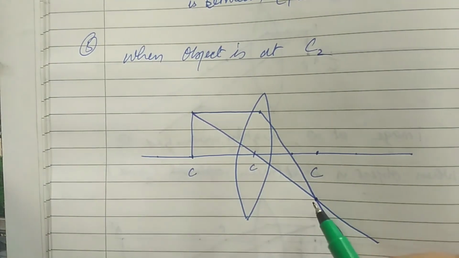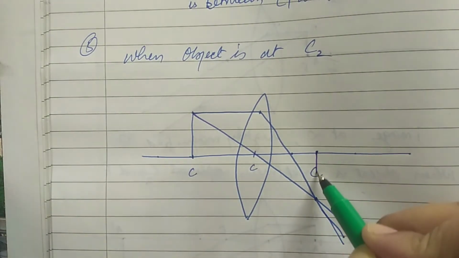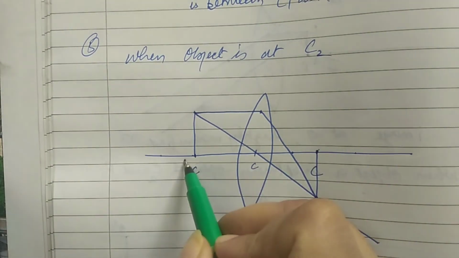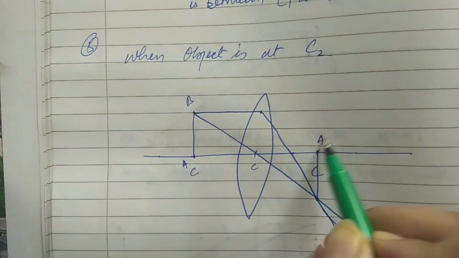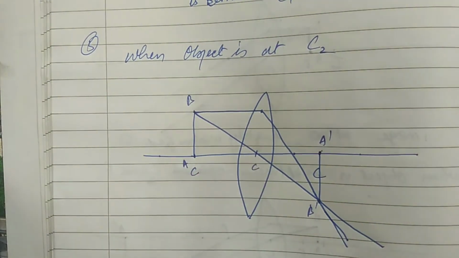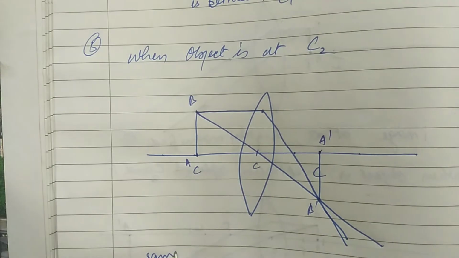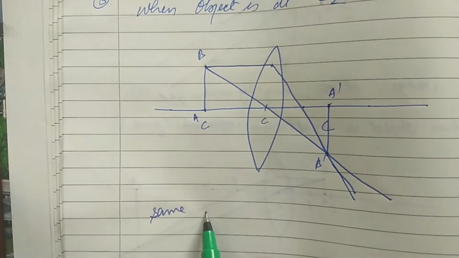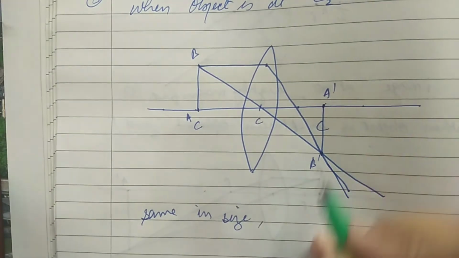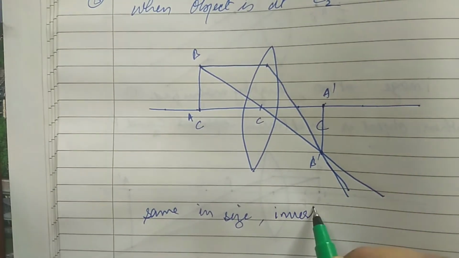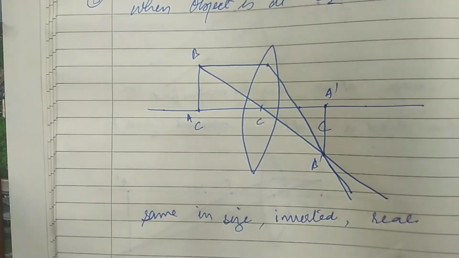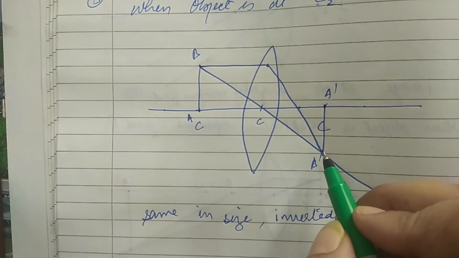So here you will get the image. You can see here this image is exactly at the C. So if this is AB, this is A dash B dash. Now you can see both of these images are same in size. This is inverted, real, and size is also same.